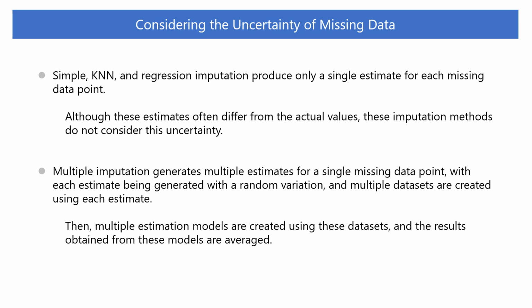Multiple imputation generates multiple estimates for a single missing data point, with each estimate being generated with a random variation, and multiple datasets are created using each estimate. After that, multiple estimation models are created using these datasets, and the results obtained from these models are averaged. This procedure enables us to obtain estimates that reflect the uncertainty of the estimates for the missing data.